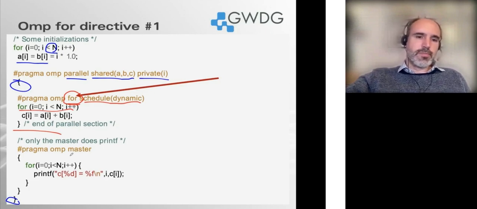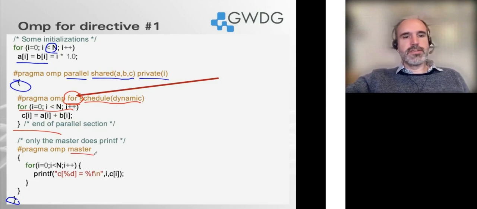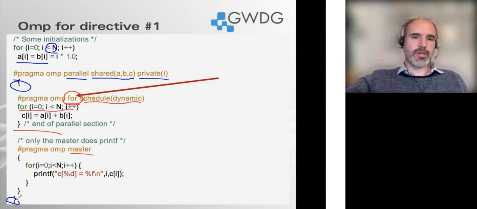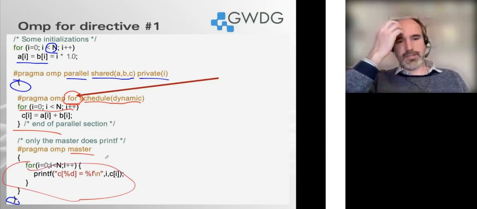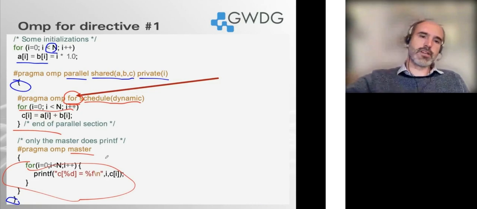We have a new directive which is called master, which means that only the master thread enters the code block below, and all other threads will wait until this is done, and then they join afterwards in the barrier to finalize the parallel section. That means the second for loop here is executed only by the master thread, and the master thread would print out the vector C, which is calculated in the parallel part above.